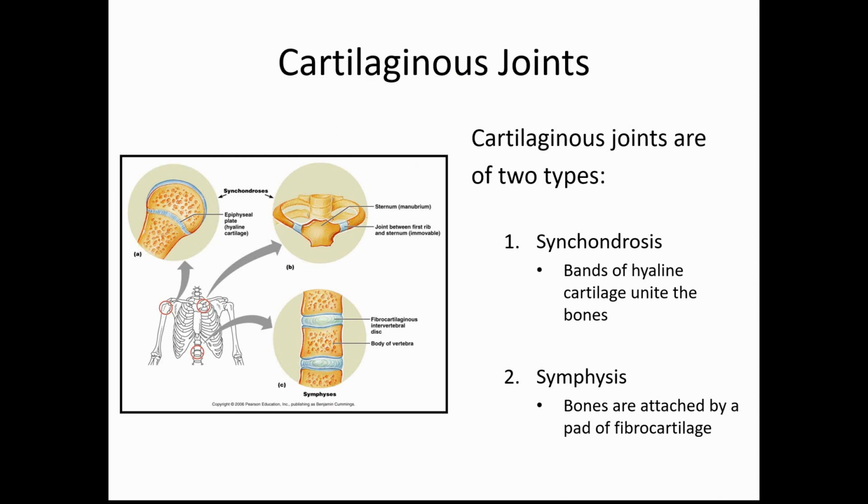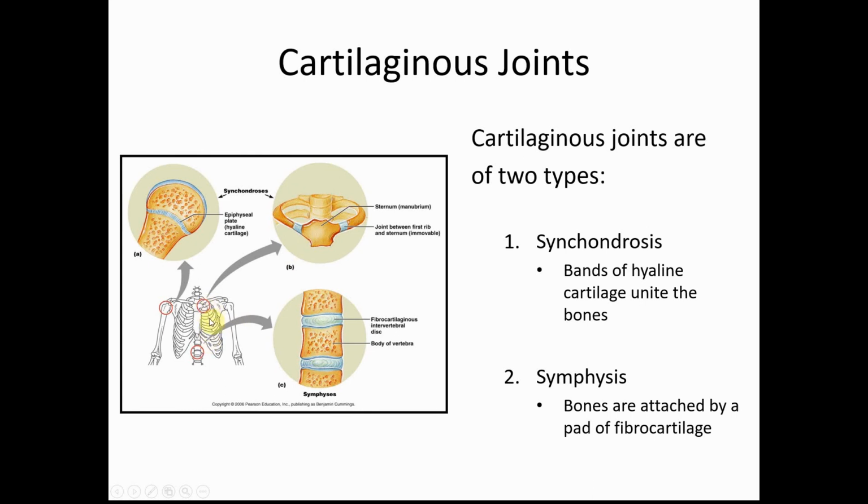And when we look at cartilaginous joints, there's 2 types. There's a synchondrosis and a symphysis. A synchondrosis is where we're going to use hyaline cartilage to tie 2 bones together. For example, between the first rib and the sternum, or the manubrium right here, we've got a little bit of hyaline cartilage. We have the same thing down through most of the thorax.